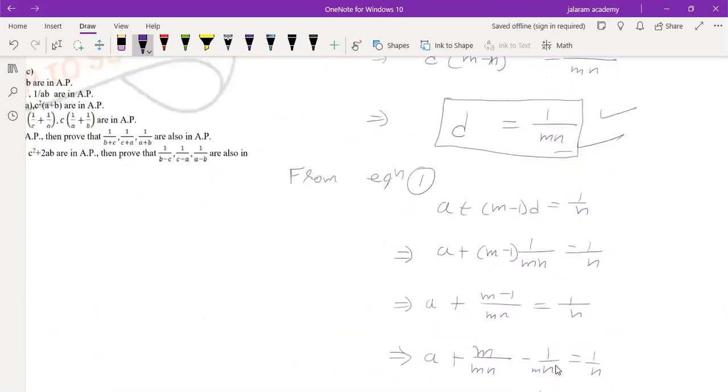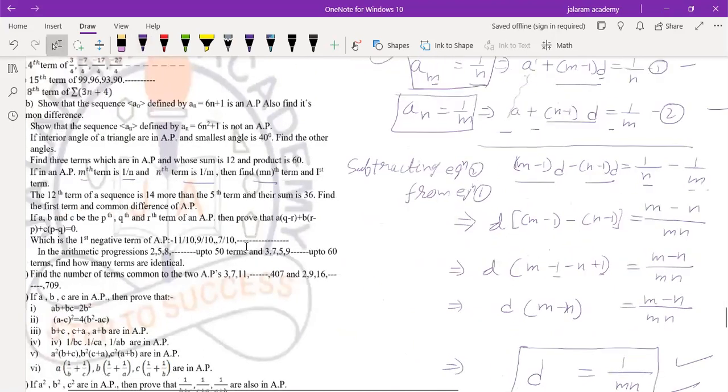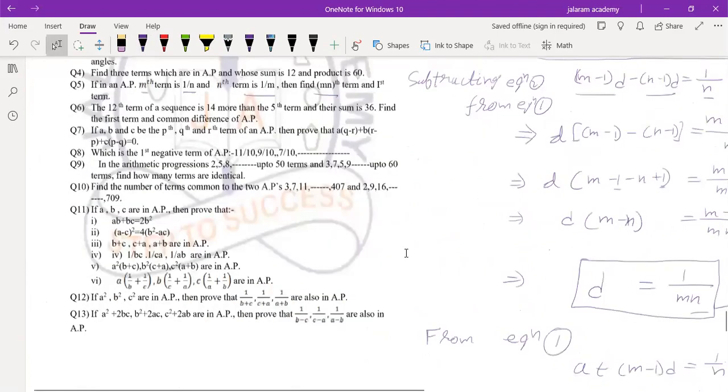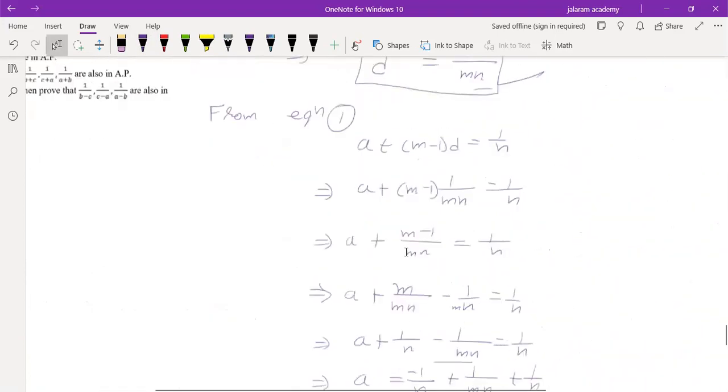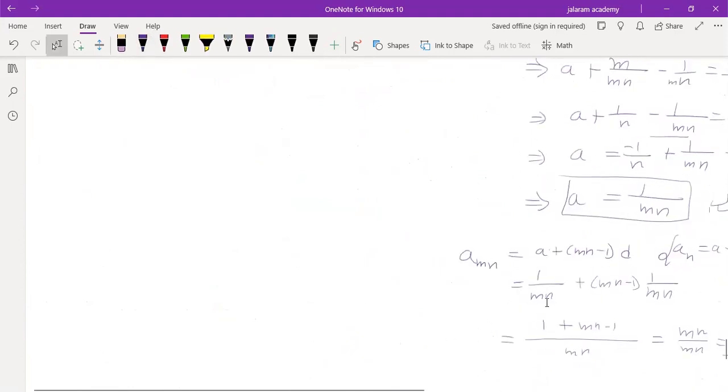And one more term is asked in the question. The first term is 1 by mn, which we have already calculated. A equals, the first term is 1 by mn and the mnth term is 1.